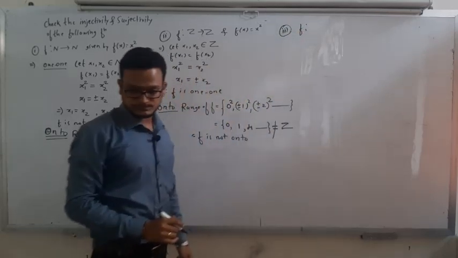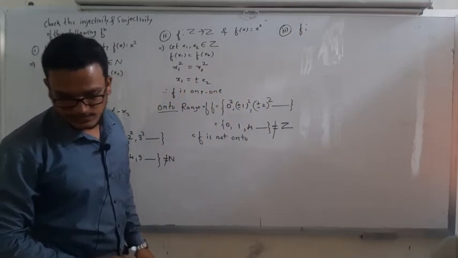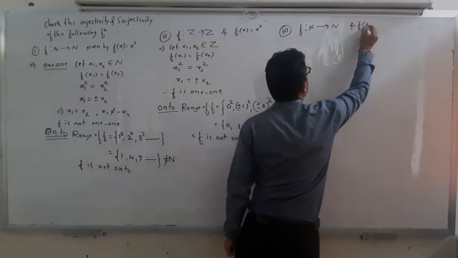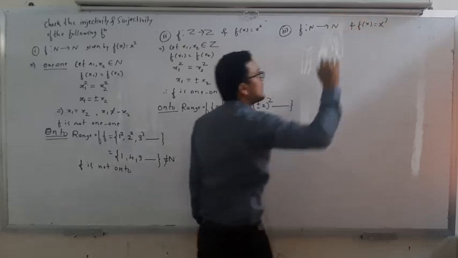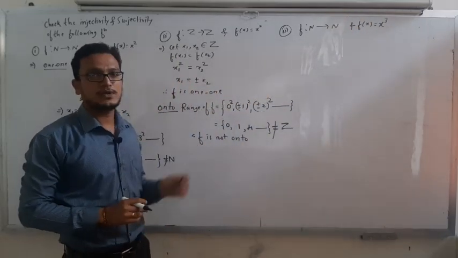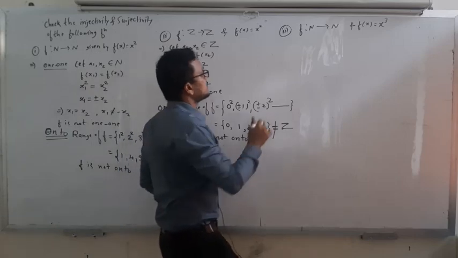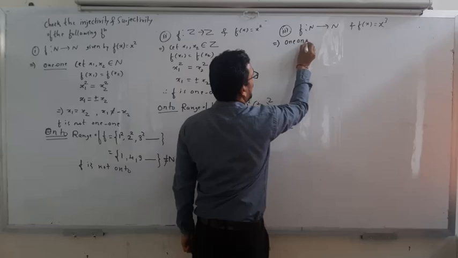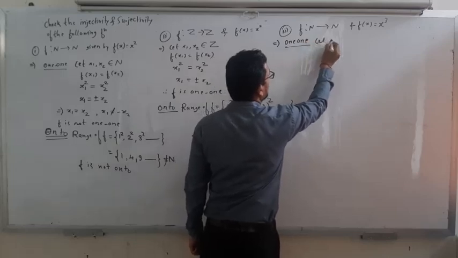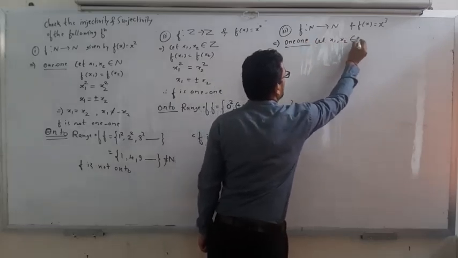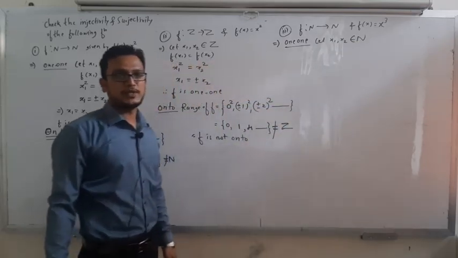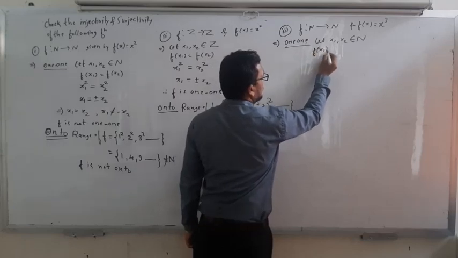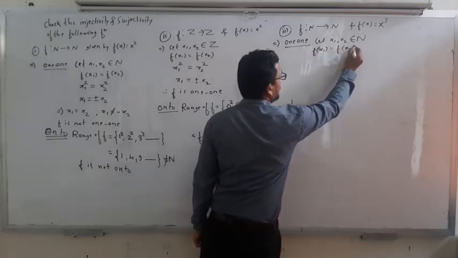F is from N to N, and f of x is equal to x cube. F of x is equal to x cube. Okay, so let us now start to check the 1-1 function. To check the 1-1 function, we have to assume two elements x1 and x2, which belong to the domain. Then we'll use the definition of a 1-1 function: f of x1 is equal to f of x2.